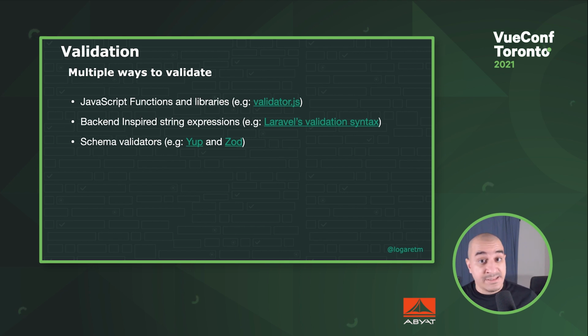Then we have schema validators, which are really nice because they open the door into creating really powerful and interactive schemas where you have conditional validation rules really easily without really having to juggle all around a bunch of logic and having to write custom stuff. So libraries like Yup and Zod are really good at doing this, and vee-validate supports them out of the box.